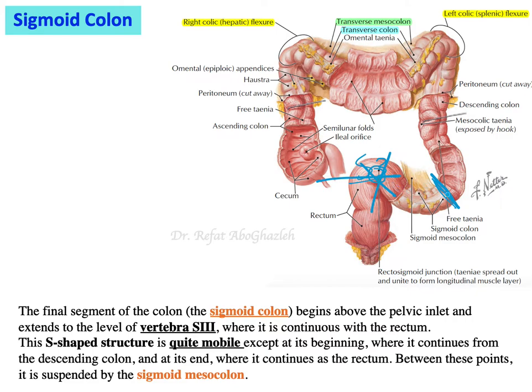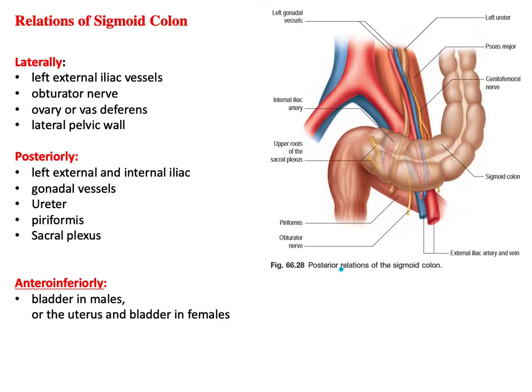So it's quite mobile, S in shape, except of course here where it starts, because it's a continuation of the descending colon, and you know the descending colon is a retroperitoneal structure, that means it's fixed. That means this part of the sigmoid colon doesn't have that much mobility. Similarly, it's fixed to the rectum here, so this part is not that mobile. So mainly the middle part is the quite mobile part. So we just described the sigmoid's start and end, and its relation to the peritoneum.